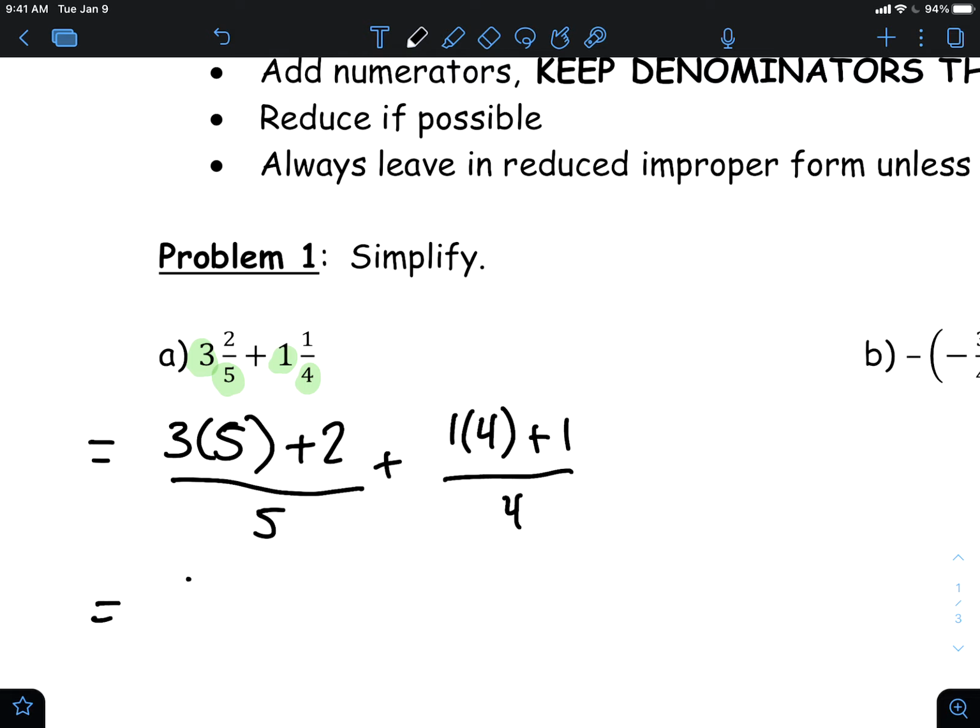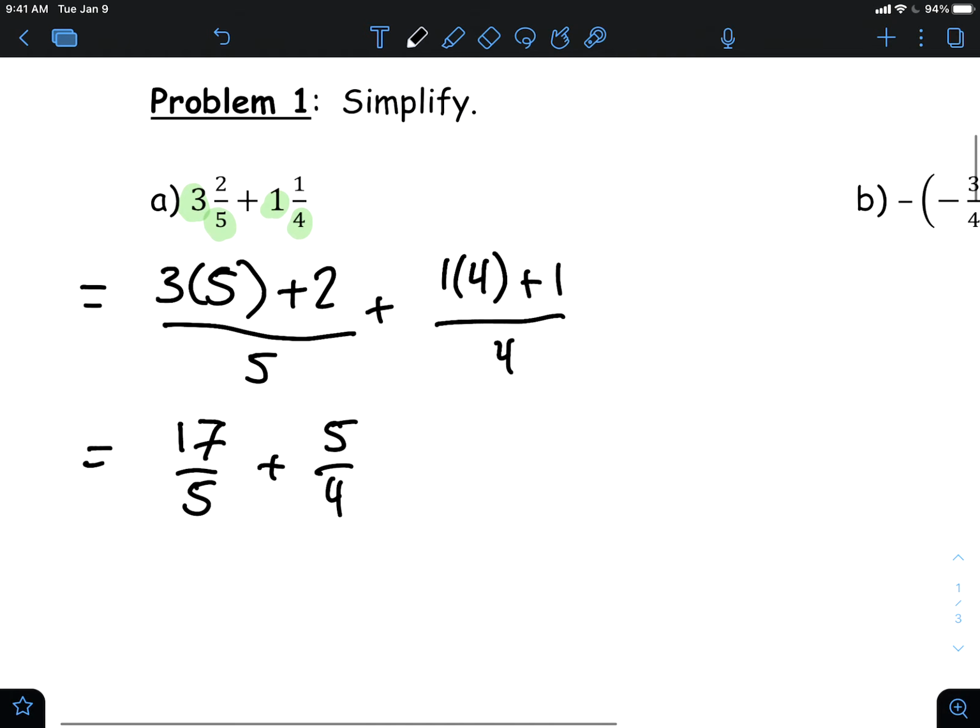And so what that leaves us with is 17 over 5 plus 5 over 4. Does that make sense? Awesome. So now we're going to need to find the lowest common denominator. So what is the lowest common denominator between 5 and 4? 20, yeah. So an easy way to do it, you can always get a common denominator, not necessarily the lowest one, if you just multiply the two values together. But sometimes you can reduce it a bit and get something that's nicer to work with.